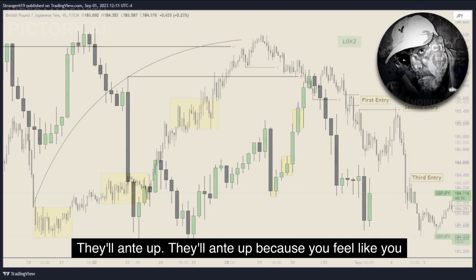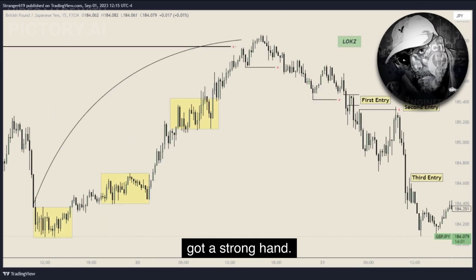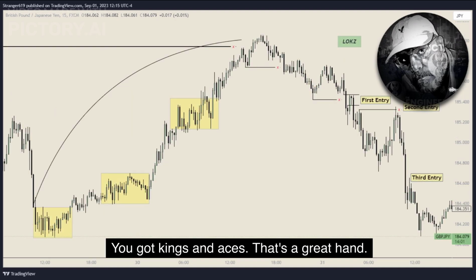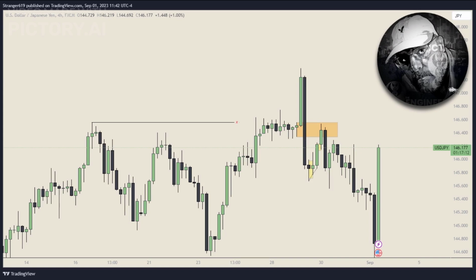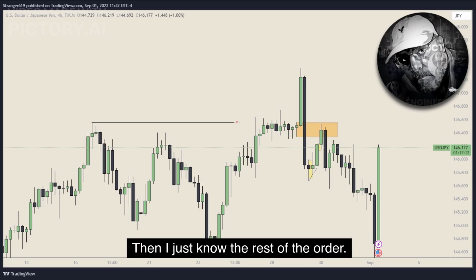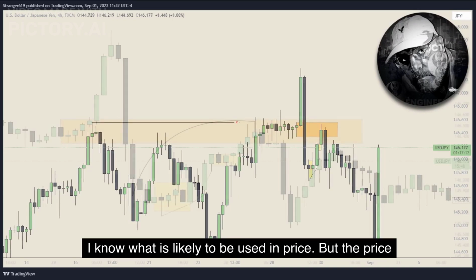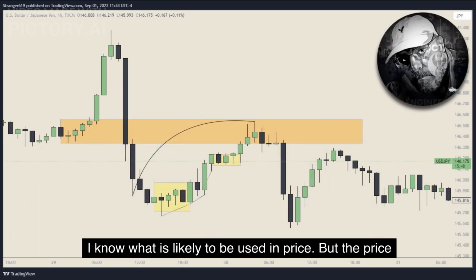They'll ante up. You'll ante up because you feel like you got a strong hand. You got kings and aces. That's a great hand. Well, it's really not that great a hand. I need to know, where is the buy side and the sell side? Then I just know the rest of the order. I know the PD array matrix at that moment. I know what is likely to be used in price, but the price may print something.